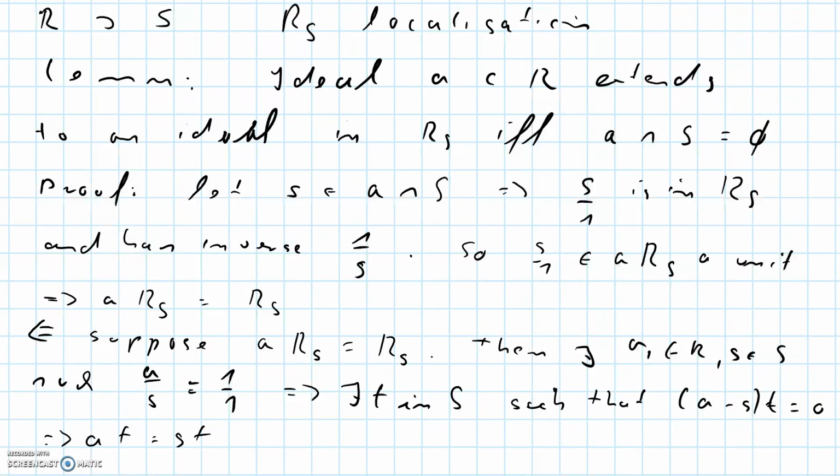But now look, at is of course in the ideal A, because a is in it, and a times t is then also in this ideal A. But st, which is equal to at, is also in S, because s is in S and t is in S, and S is multiplicatively closed. So this is an element in the ideal A and also an element in S. We can conclude that this intersection is not empty. So the intersection between the ideal A and S is not the empty set.